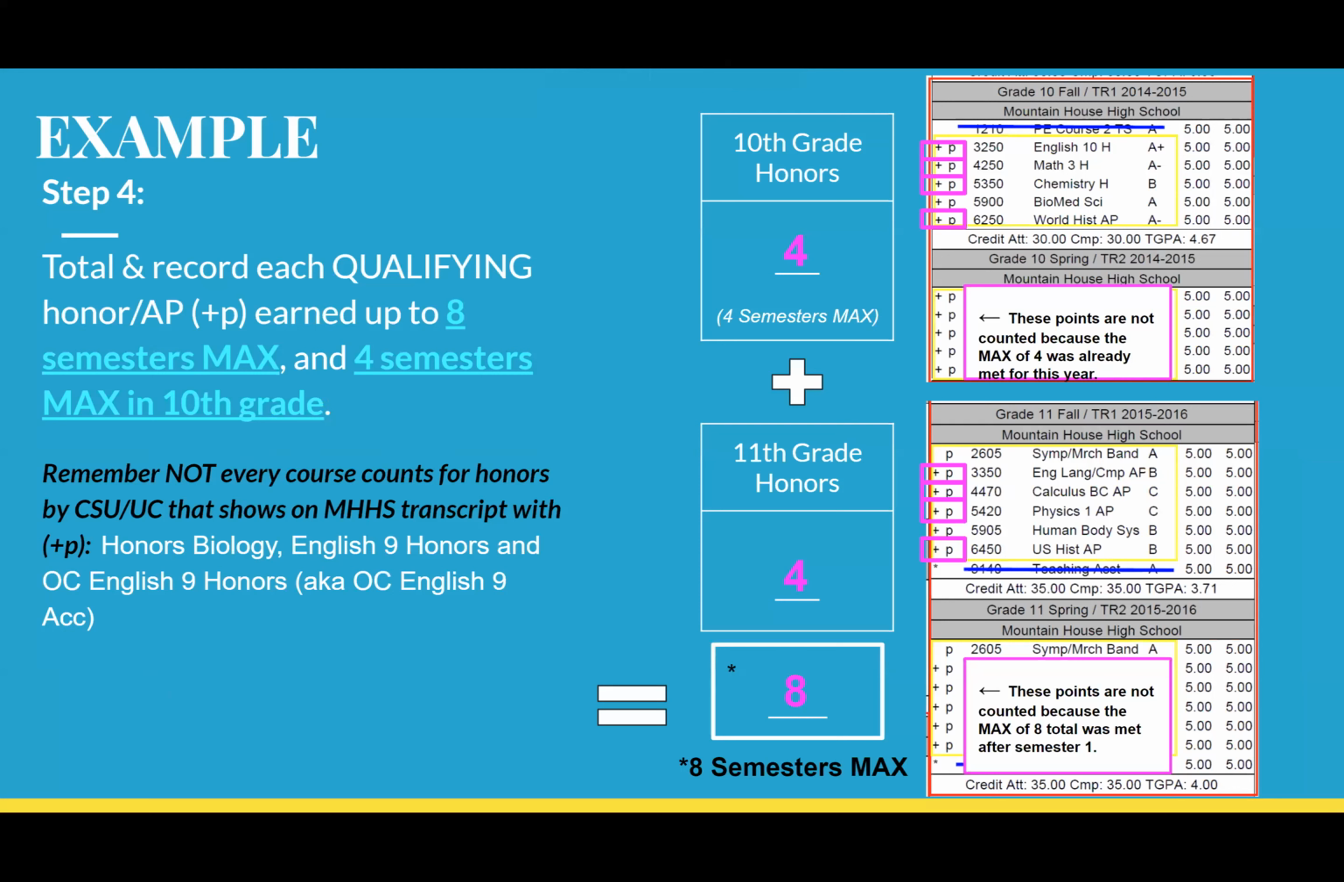Which one do UCs look at more closely for making decisions, weighted or unweighted? So UCs are not looking at weighted or unweighted. They're looking at your UC GPA, which is what we just went over on how to calculate.